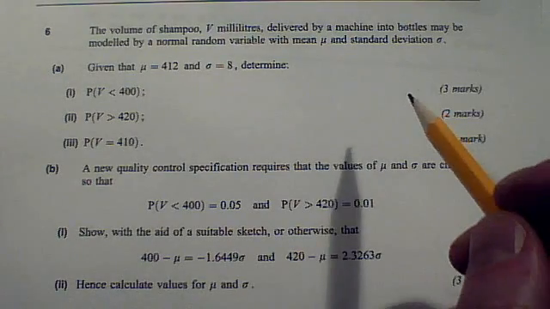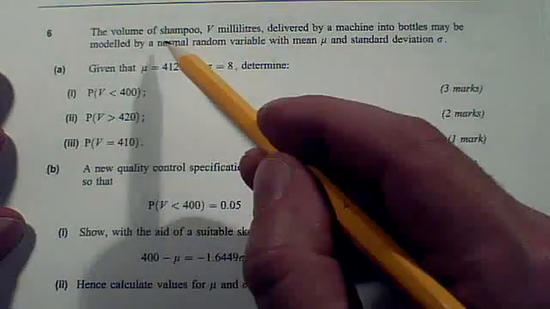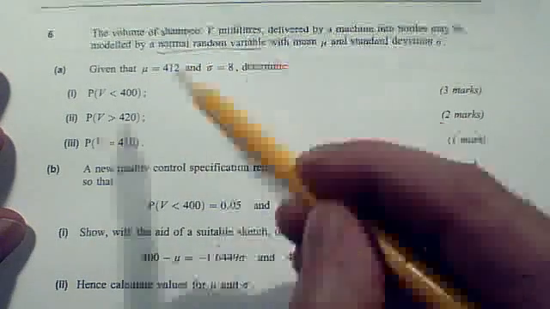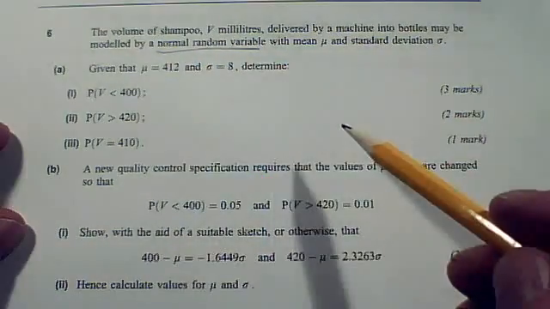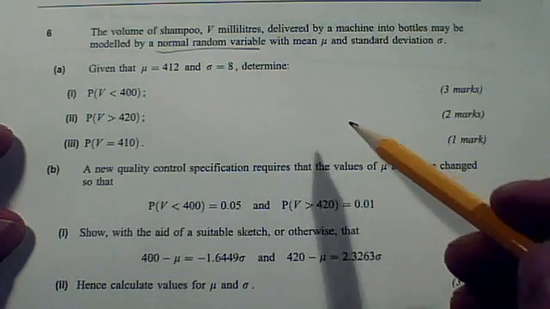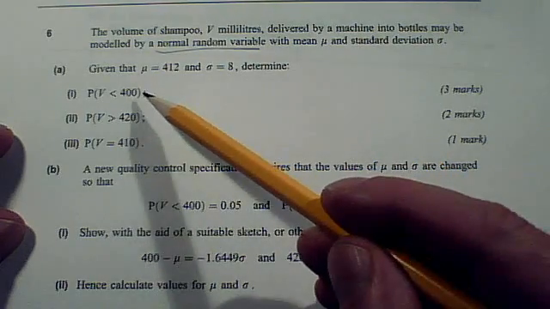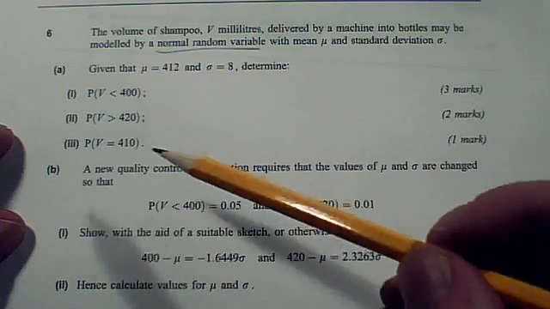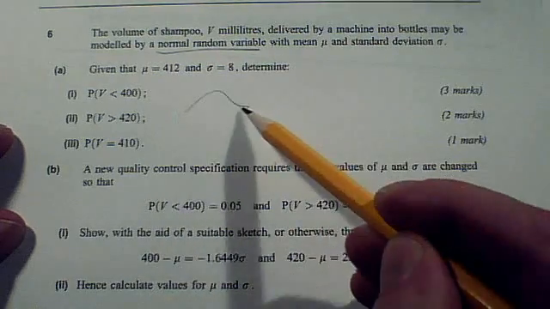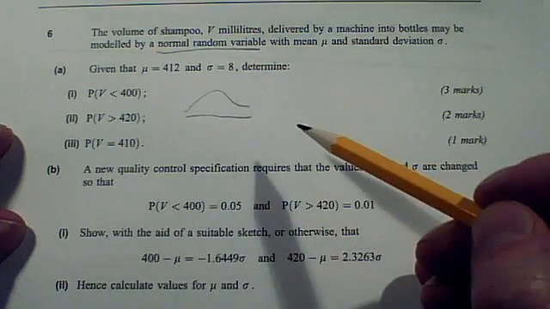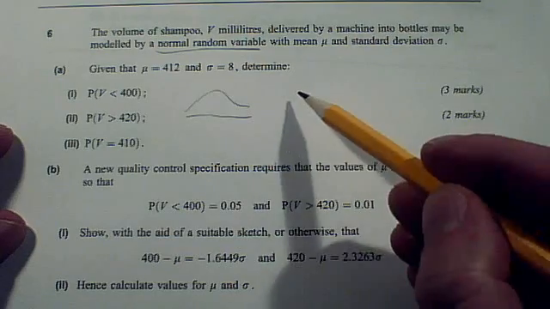Okay, this question, pretty easy to spot what the topic is. We've got a normal random variable. We're calculating some probabilities. So this is the question about a normal distribution. We've got three questions for particular probabilities. Always draw a normal distribution. Shade the area you're trying to find.